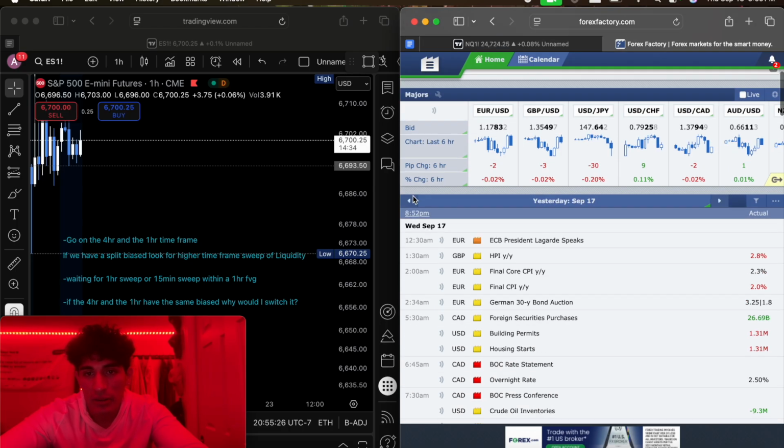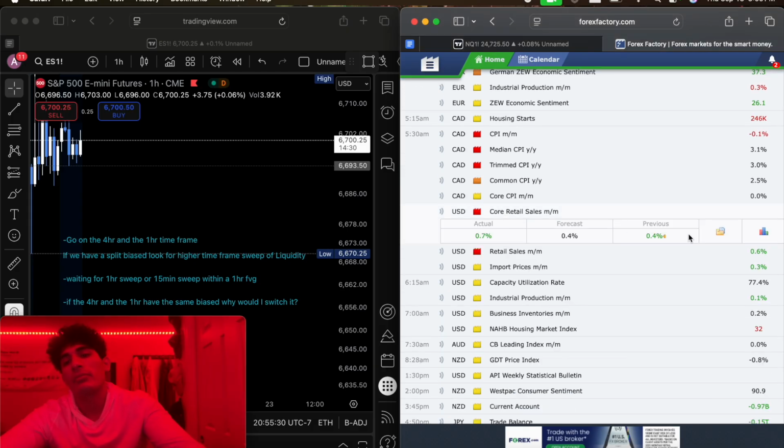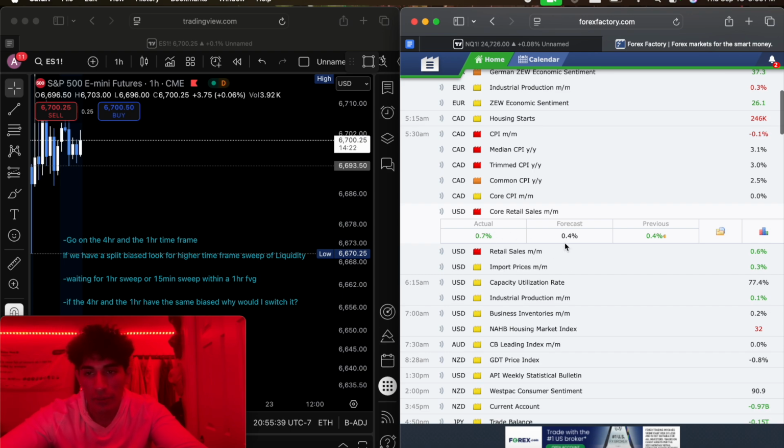Federal funds rate. Let's go on September. All right, this one. Core retail sales. Actual greater than forecast is what? Good for the currency. So actual greater than forecast is good for the currency. This was bearish for the S&P 500 and NASDAQ as well, right? Because it's bearish against the S&P 500 because it's good for the currency.